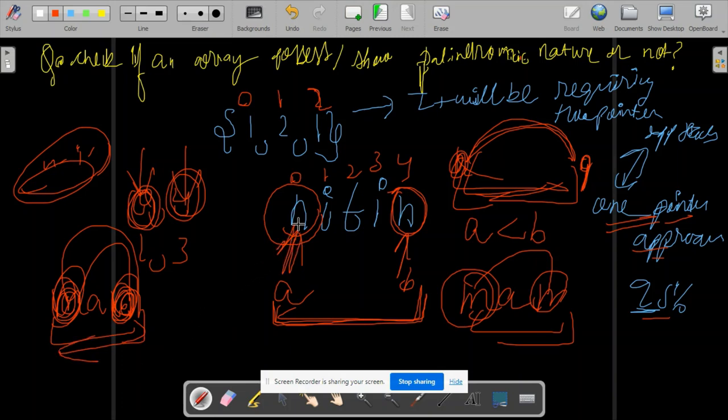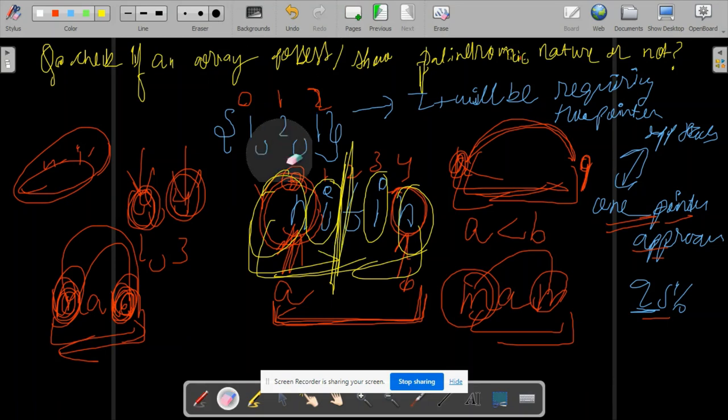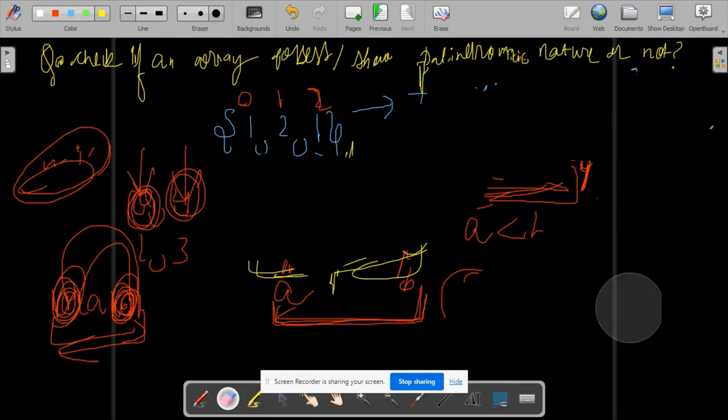So it cannot be pronounced the same because this is different. So you have to check if the 0th index value matches the 4th index, and if the first index value matches this one. Then only can you pronounce it the same way from front and back, if the half part is equal. Understanding what I'm saying?